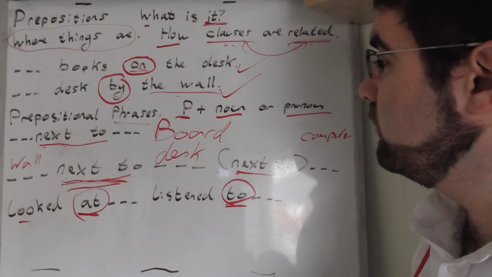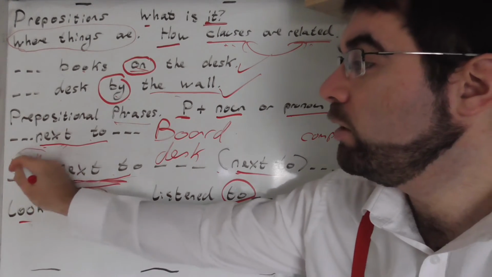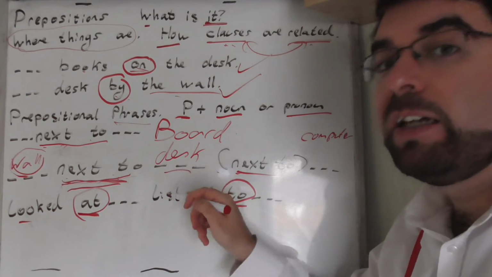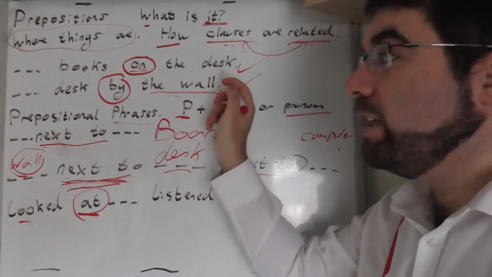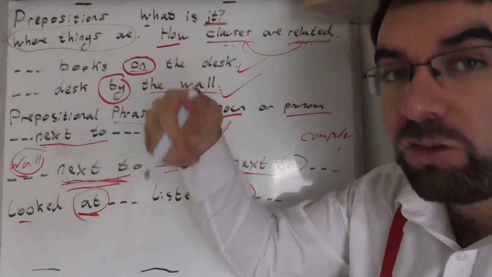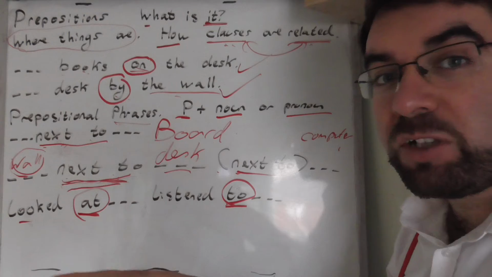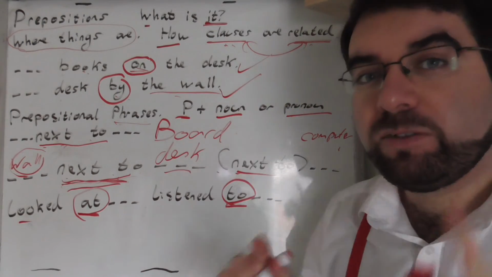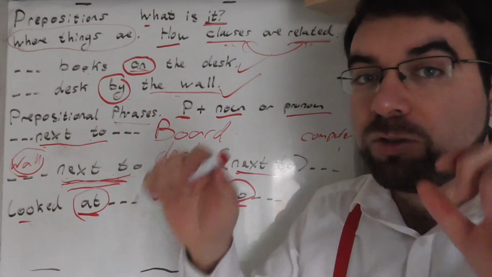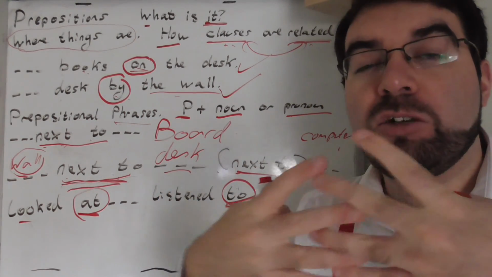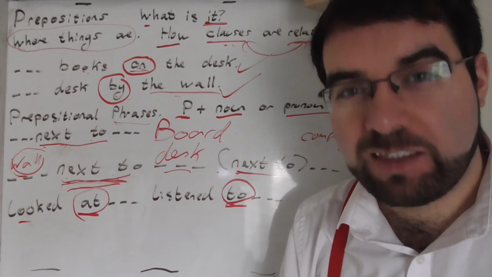Okay. Because in this sentence we're referring to the wall: the wall is next to the desk and next to the computer. In this sentence the books are on the desk, the desk is on the floor. We're referring to a different subject. The books, the desk. How cool is that? So prepositions: where things are and how clauses relate to one another. Okay, how cool is that? Let's keep going.